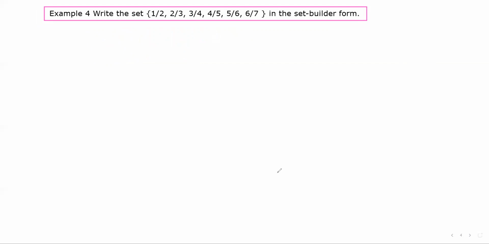The set is given to you in roster form and you have to write it in set builder form. So again, let A be equal to the given set: 1 by 2, 2 by 3, 3 by 4, 4 by 5, 5 by 6, 6 by 7. Now, every ratio, if you observe, the numerator and denominator can form a common relation amongst different elements.